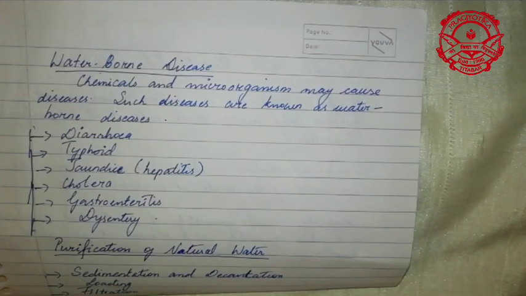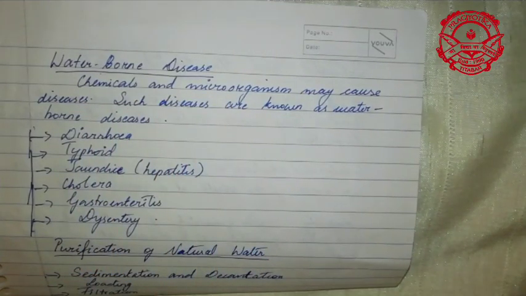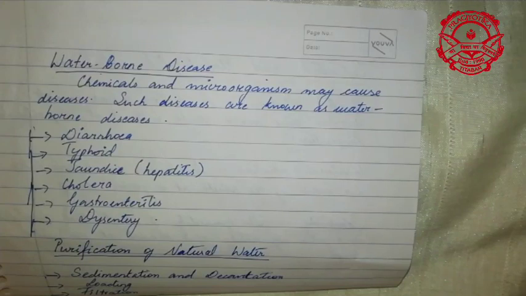So talking about disease, now we are going to study waterborne diseases. So what are waterborne diseases? We know that the water obtained from different resources is not always potable, that means not always drinkable. So what will happen? It contains harmful chemicals and microorganisms. These harmful chemicals and microorganisms can cause us diseases, and such diseases are known as waterborne diseases. That means the diseases caused through the use of water are known as waterborne diseases.